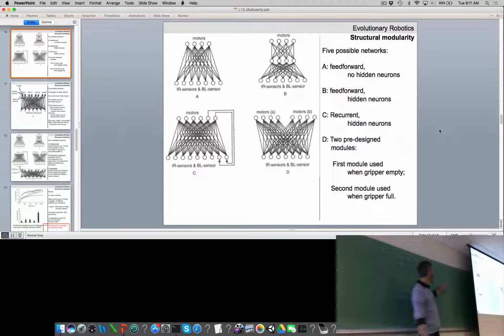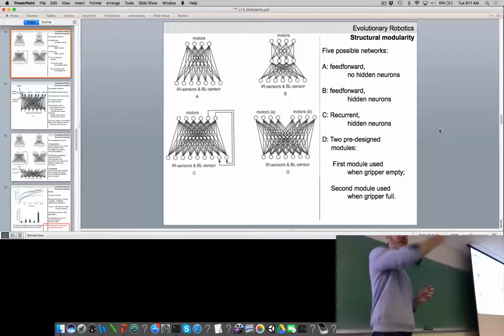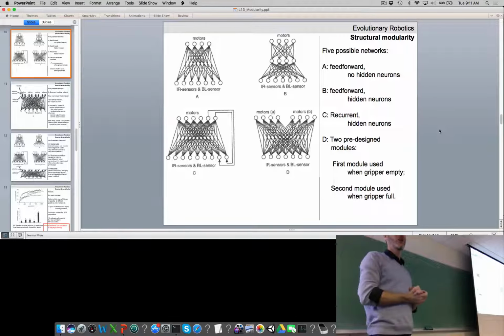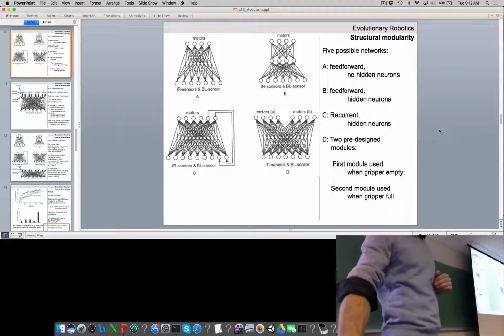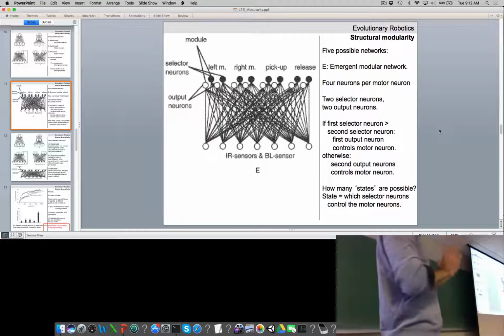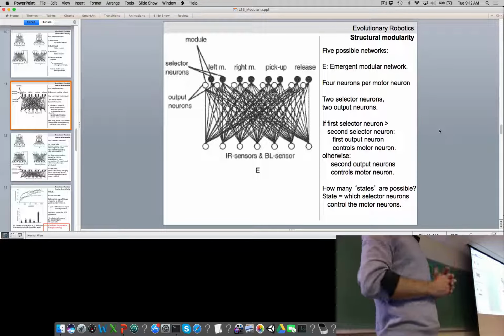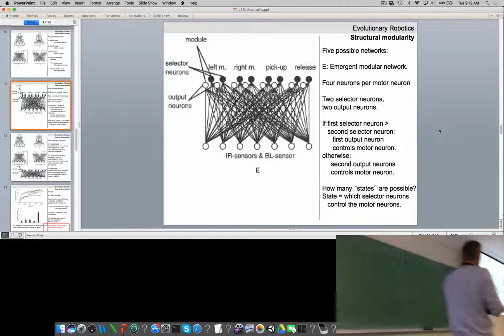Exactly. So you're losing some information in this compression at the waist of the hourglass, right? By making sure that every sensor can talk to every motor, you're giving evolution more flexibility in how to react given what all the sensors are reporting. Okay, so far so good? Okay, now we get to the interesting one, network E. Network E takes a little bit to digest, so I'll go through this slowly.